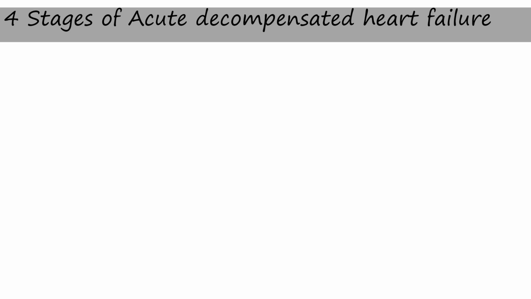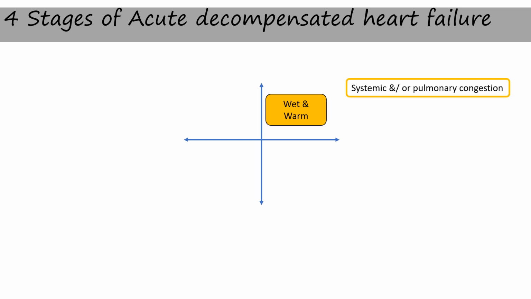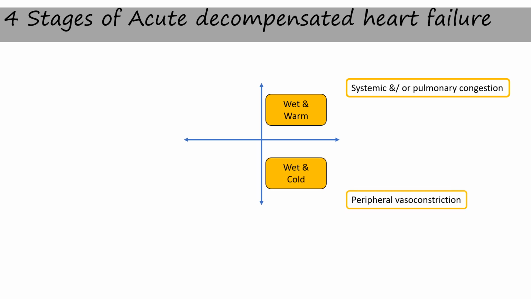There are 4 stages of acute decompensated heart failure, as we would see just now. This is characteristically taught to the fellows of the pediatric intensive care. The first stage is wet and warm, in which there is systemic and/or pulmonary congestion. The second phase is wet and cold, in which there is peripheral vasoconstriction. The next stage is dry and cold, in which the cardiac output decreases.